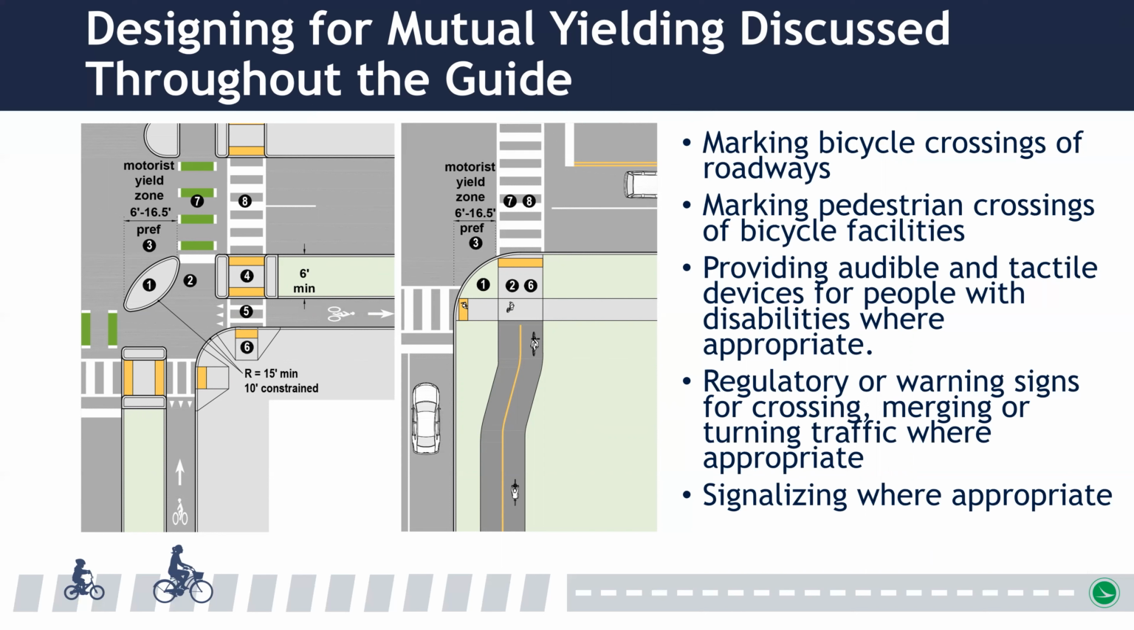Among some of the ways that designers can communicate right-of-way priority include marking crosswalks at shared use paths, marking bicycle crossings of roadways, marking pedestrian crossings of bicycle facilities, providing audible and tactile devices for people with disabilities where they're appropriate, placing regulatory or warning signs for crossing, merging, or turning traffic where it's appropriate, and finally, signalizing where that's appropriate.